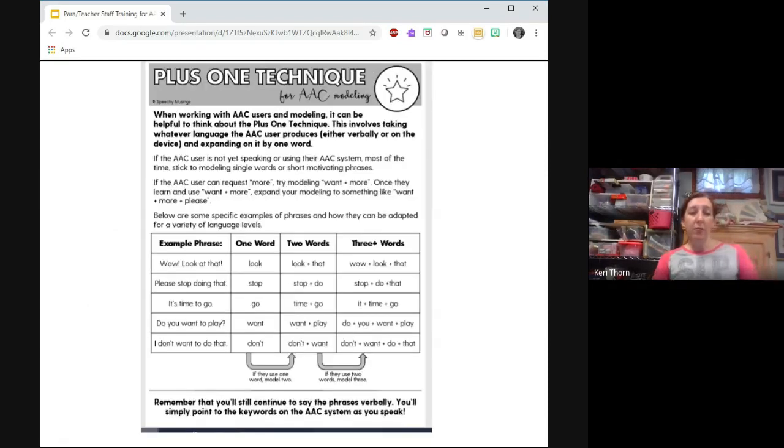Okay. The +1 technique. Basically, if they can do 1 word really consistently, throw in 2. And if they can do 2, throw in 3. So it's not just "stop," but "stop that." Or "look that." Wow, look that. Now we're putting all these more exciting things into very simple words.